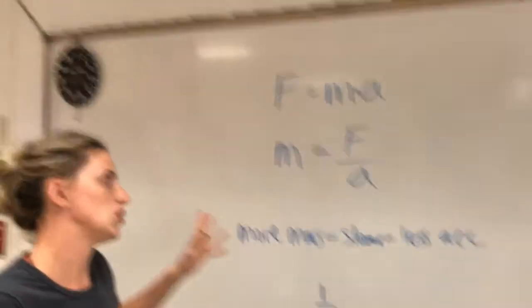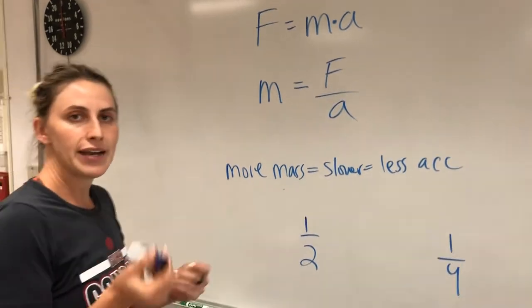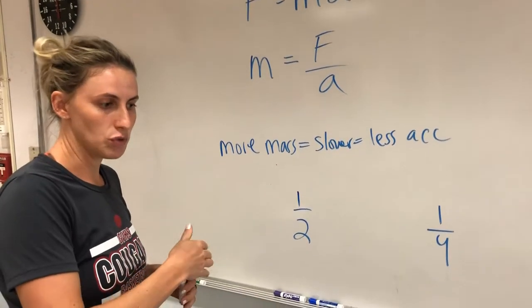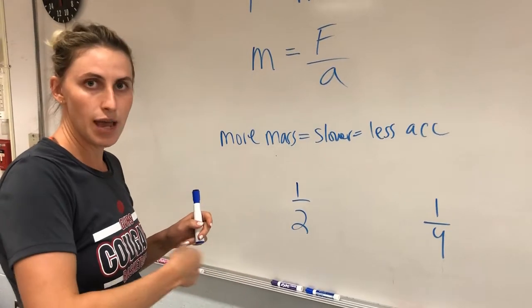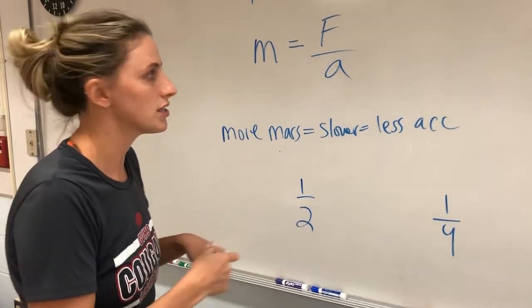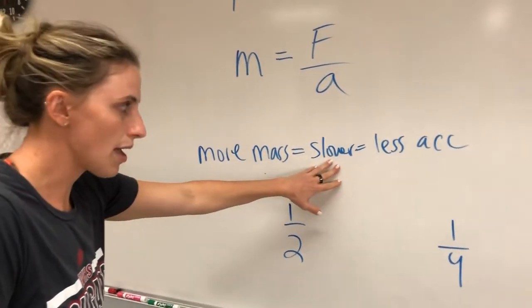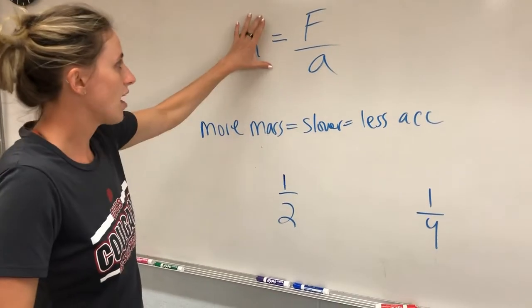Let's relate this back to our hacksaw lab. In the hacksaw lab, we added washers to the hacksaw, and we were trying to figure out how that affected time. The more washers that we added, the slower it went. So more mass is slower time, which really means less acceleration. So what does it have to do with this?